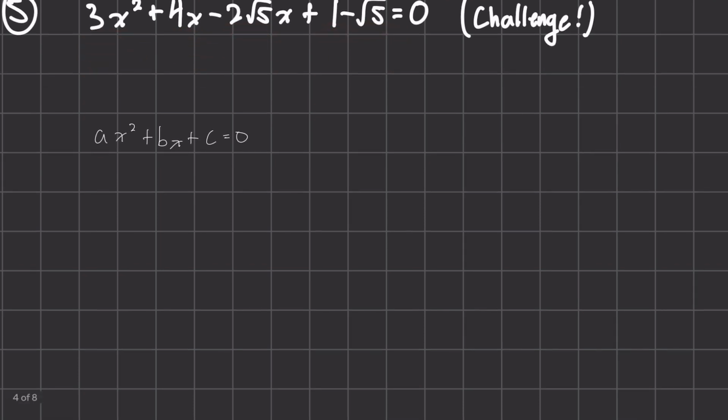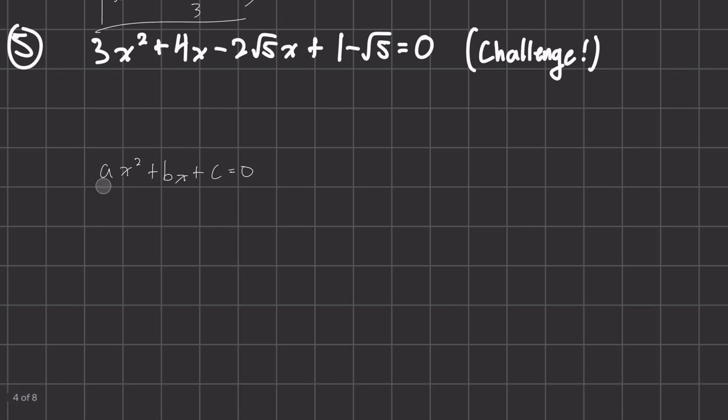So you just gotta notice we're looking for each individual a, b, and c value. So what is a? It is the coefficient in front of x squared, right? Which in this case is just 3. Now the problem comes when we're trying to look for b. It's the coefficient of just x, which we have two different. We have 4 and negative 2 root 5.